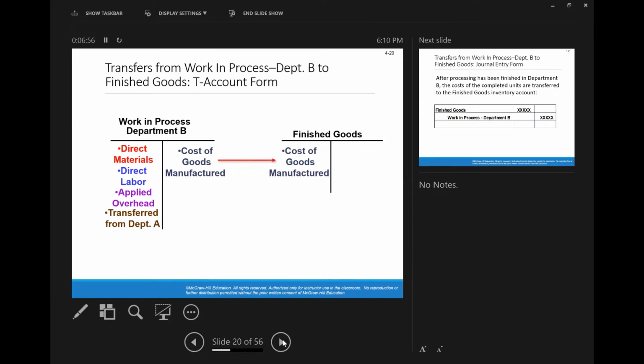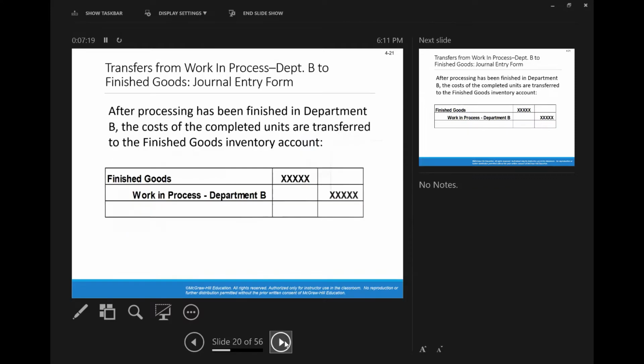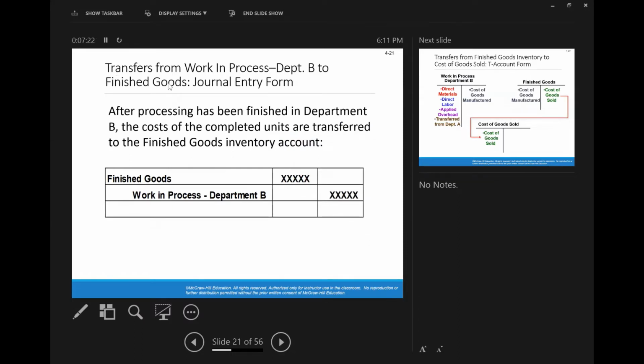All right, so in Department B, now we've finalized some of these products. We're going to take them out. So everything that went into A has been transferred out into B. We've added some things in B, and now they're completed. So that's my total manufacturing cost. When it's complete, it's going to come out of that final department and move into finished goods. So we're crediting Department B, work in process, and we're moving into finished goods.